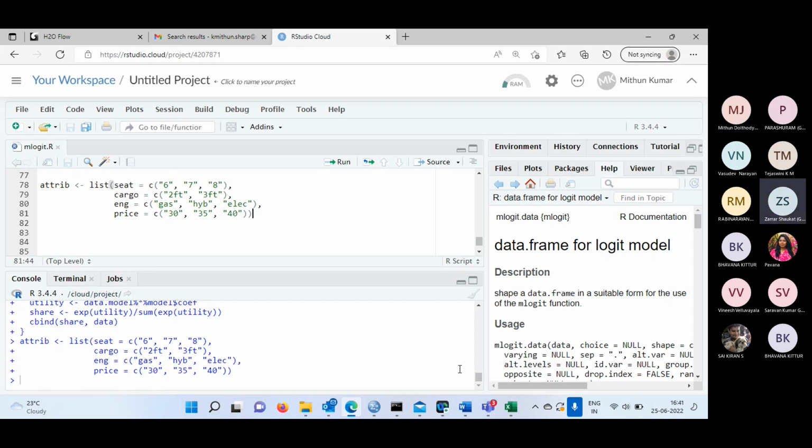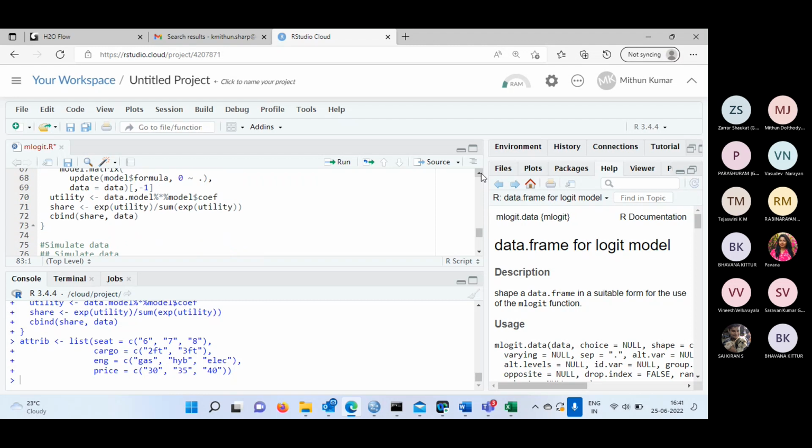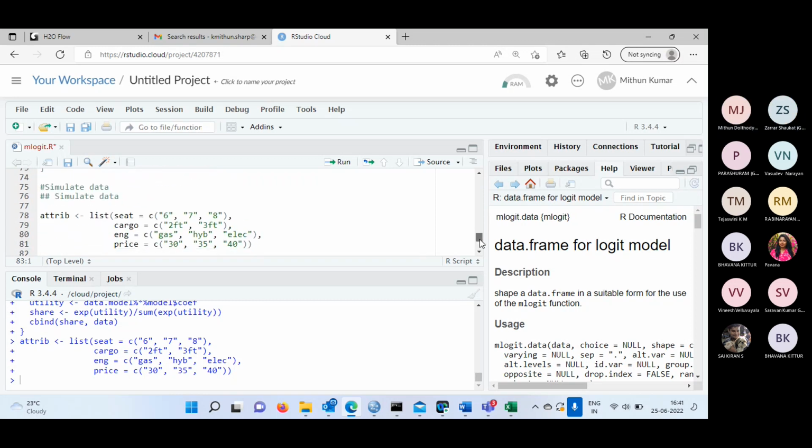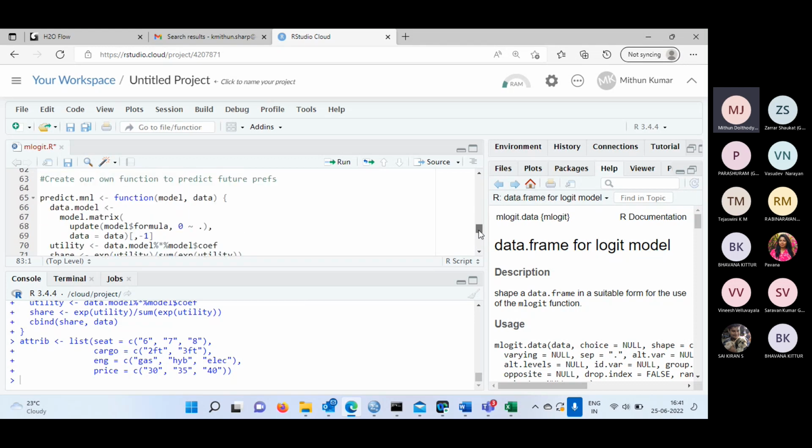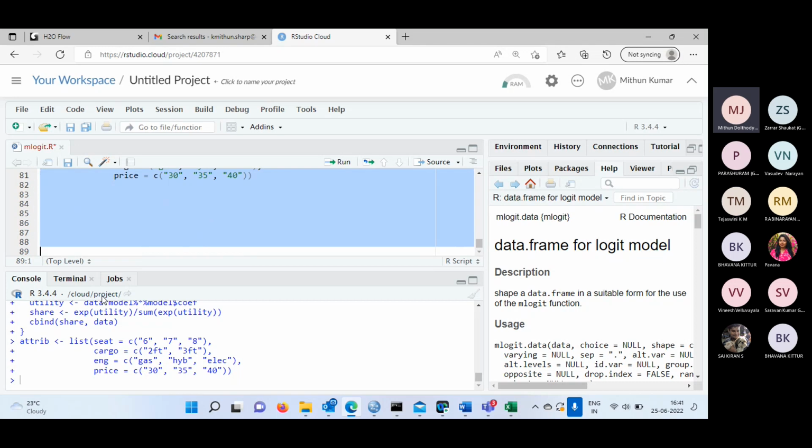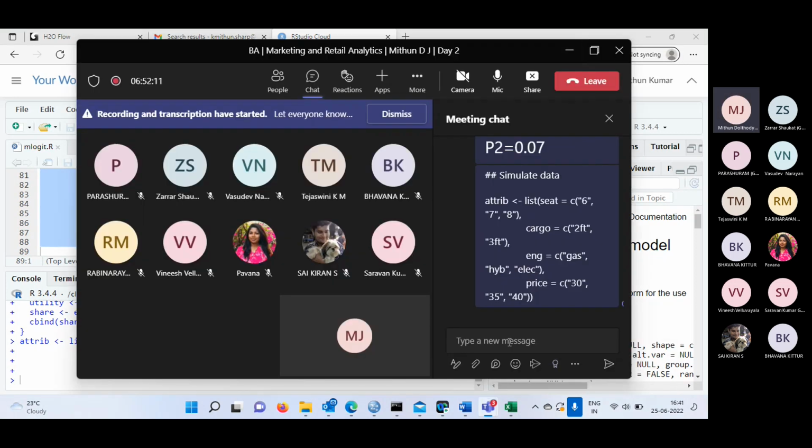Will you paste the code? I've pasted this in the chat. Earlier code also. Earlier also is done. Oh, okay. Predict.mnl. If you want me to do it, I'll do it. I'm just doing this again in case you're not able to find this. Earlier code also I'm pasting.